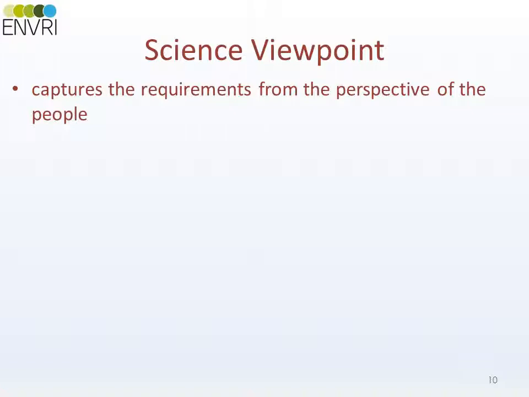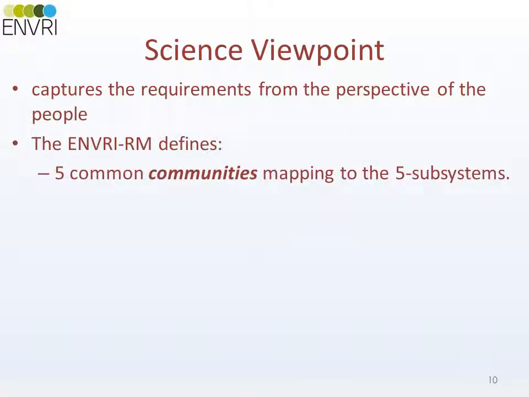The intention of the modeling of the science viewpoint is to capture the requirements for an environmental research infrastructure from the perspective of people performing tasks to achieve specific goals as mediated by the infrastructure. The model defines 5 common communities corresponding to the 5 subsystems, each of which has an interest in an aspect of collaborative scientific research, whether that is, for example, data collection or the delivery of scientific results. The roles and behaviors that these communities have.